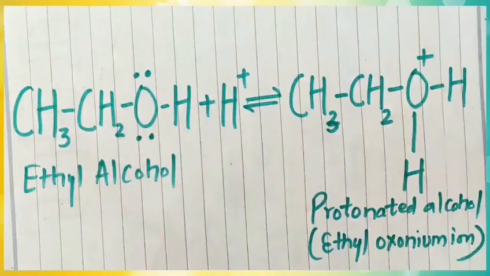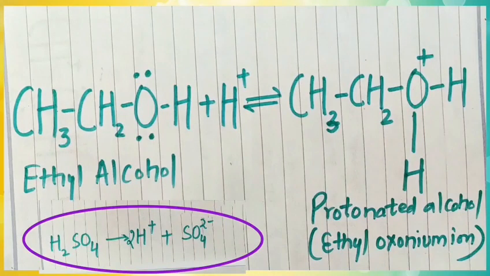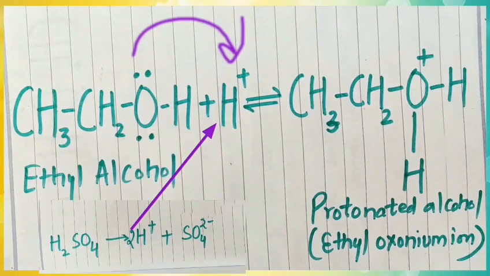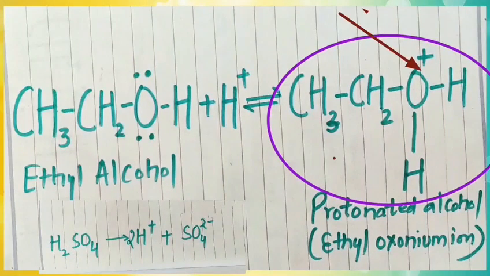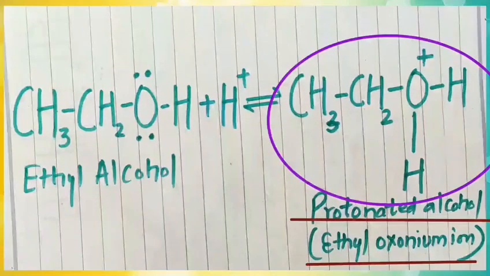Actually students, alcohol initially gets protonated in the presence of acid. And here we are using sulfuric acid, that is H2SO4. The acid dissociates and the hydrogen ion protonates the oxygen atom of ethanol, giving the ethanol molecule a positive charge. That's why it is called protonated alcohol or ethyl oxonium ion.